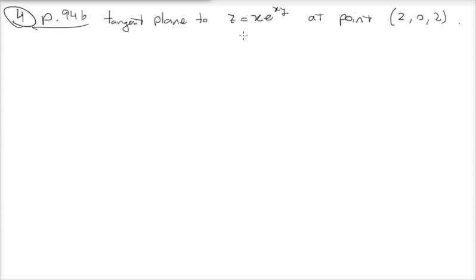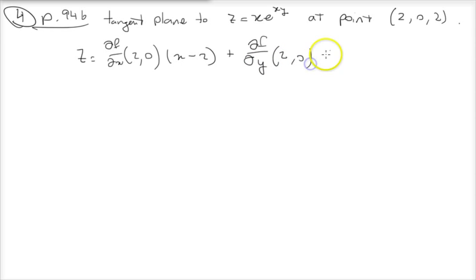First off, we start with our equation right here. z is going to be the partial derivative of f with respect to x at, in this case, 2, 0, times x minus 2, plus the partial derivative of f with respect to y at 2, 0, times y minus 0, plus our 2, the z coordinate of the point we're differentiating at.